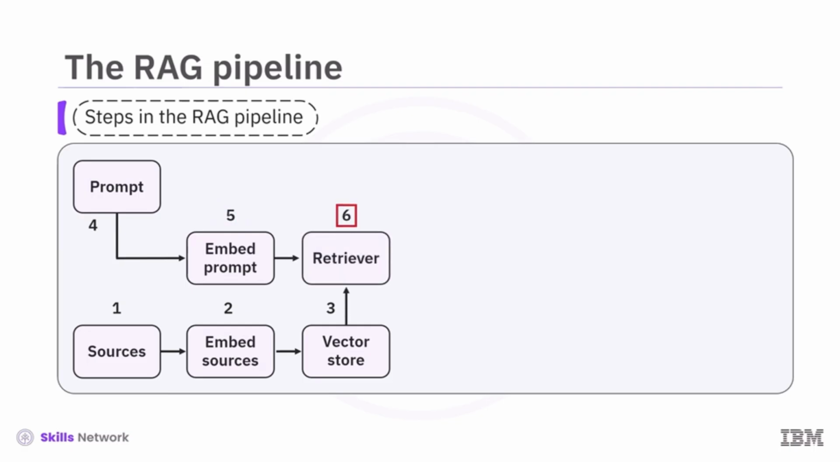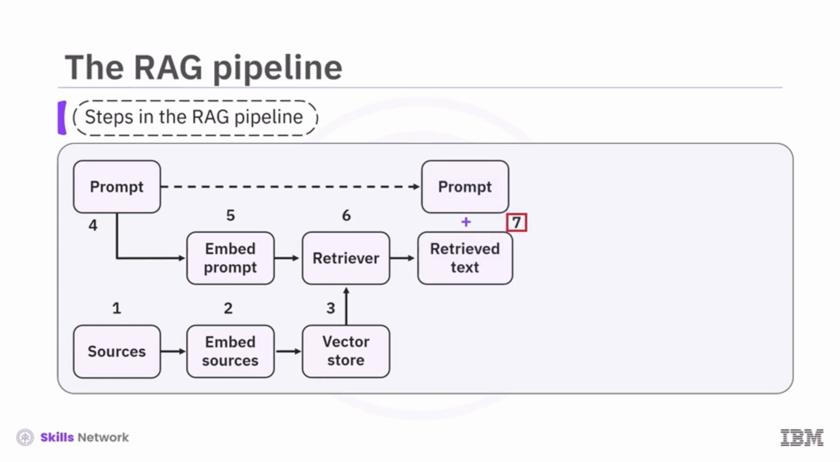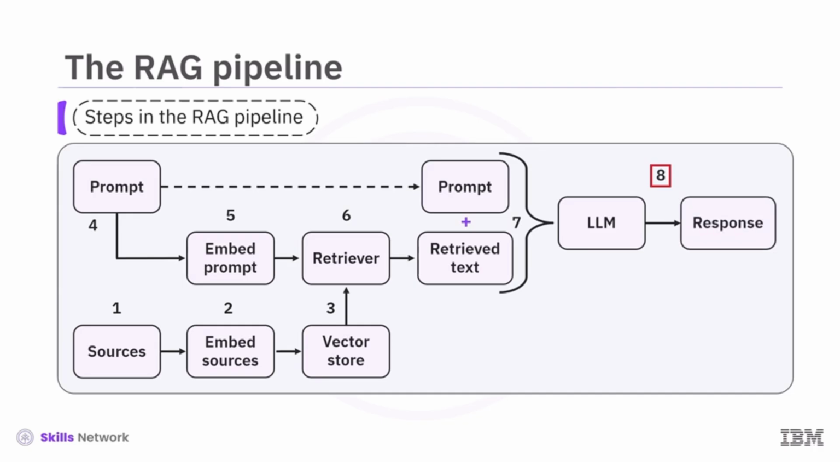A retriever then selects the chunks from the vector store that best match the user's prompt. Next, the retrieved text is combined with the user's original prompt to produce an augmented prompt. And lastly, this augmented prompt is passed to the LLM to produce a context-aware response.